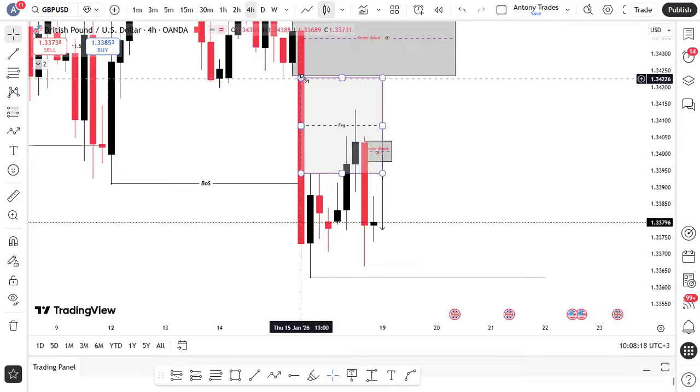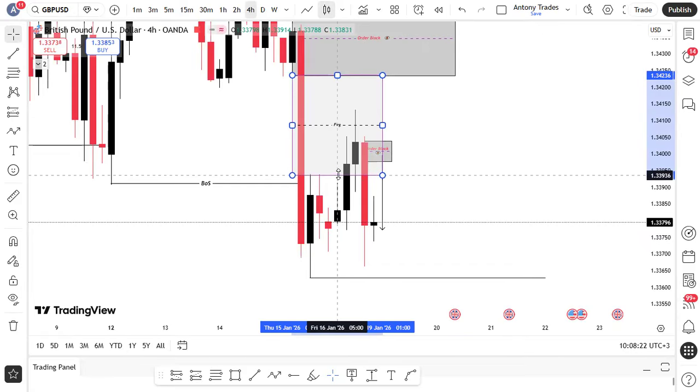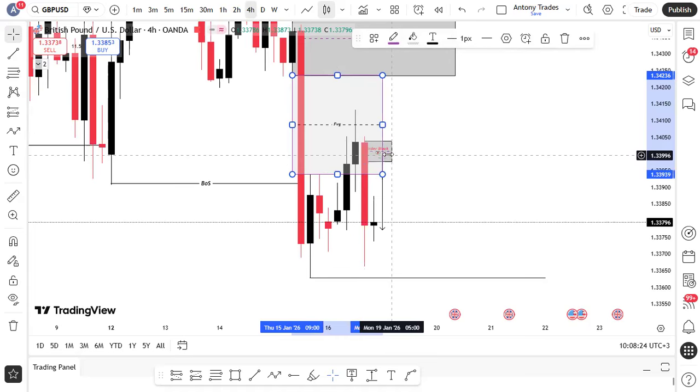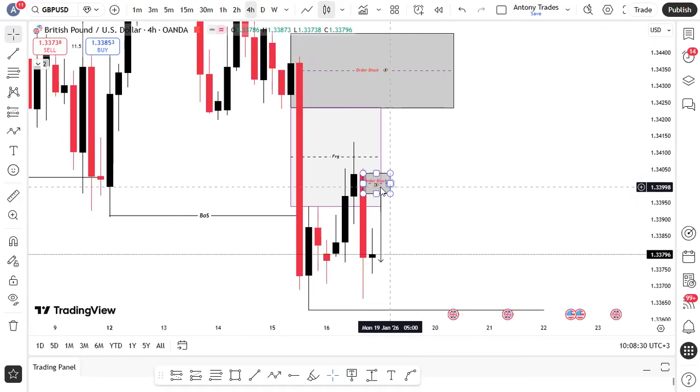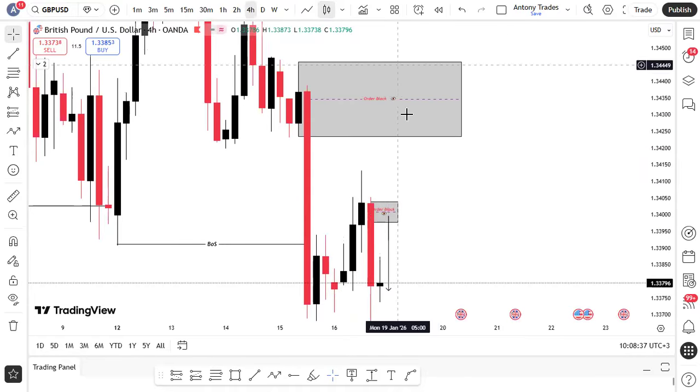From this fair value gap that you can see here. If I get a good change of character within this area, I will take a sell. I target this low here. If the market comes and violates that zone, then I'll wait for the market to come to this PO high, as simple as that.